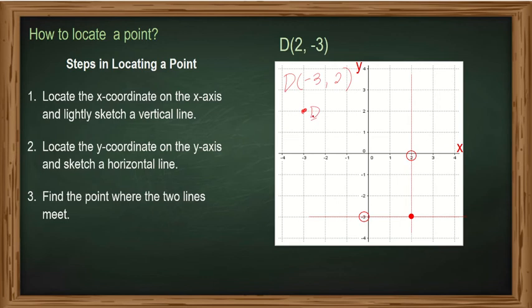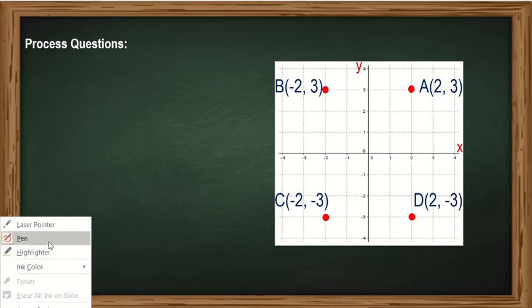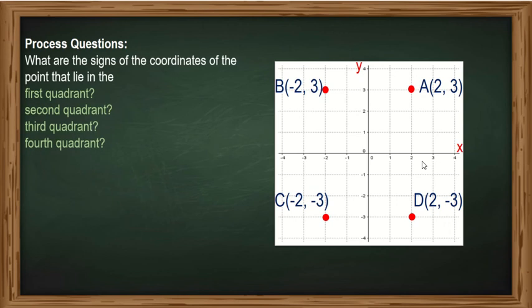They are different points, so we cannot interchange the position of the x and y coordinates. Okay, next, let's have a summary. So we have here now all of the points that we have located. We have points A, B, C, and D. Okay, we have some process questions to answer.